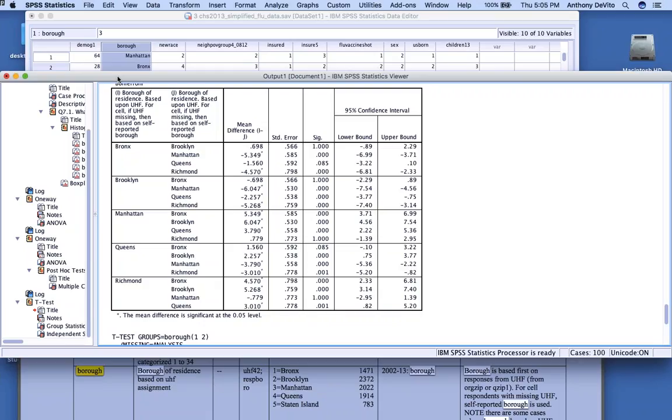Homoscedasticity. Remember that word? Yeah, that word came up. The variability is the same. Now, they don't have to be exactly the same, but they're pretty much the same. That's one of the assumptions.